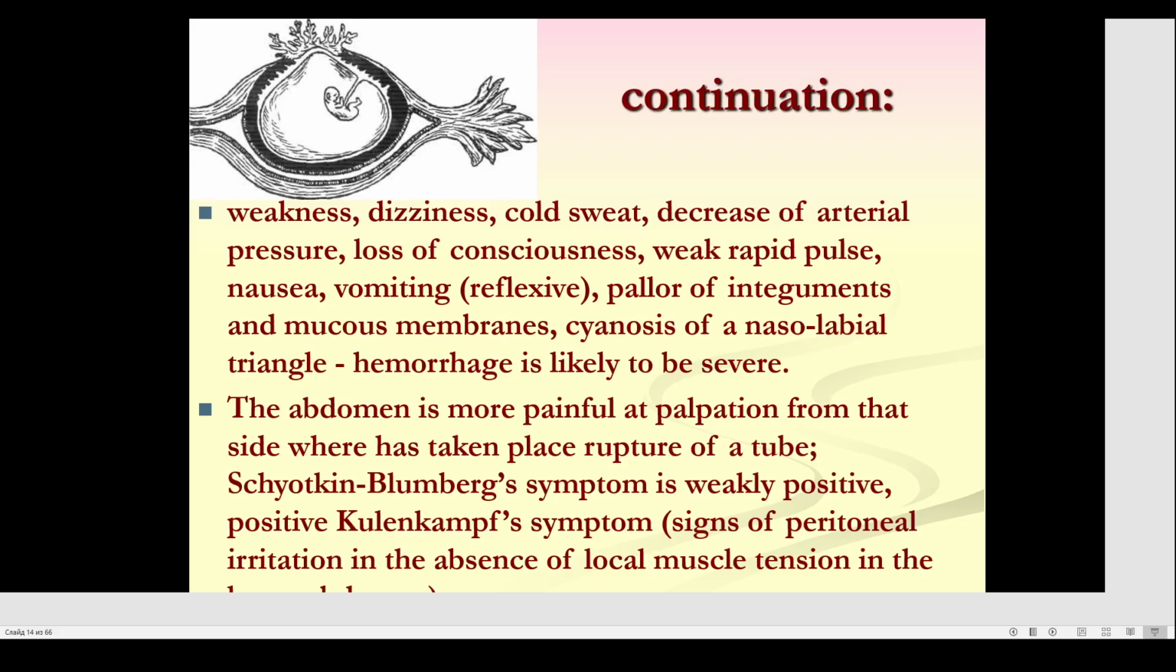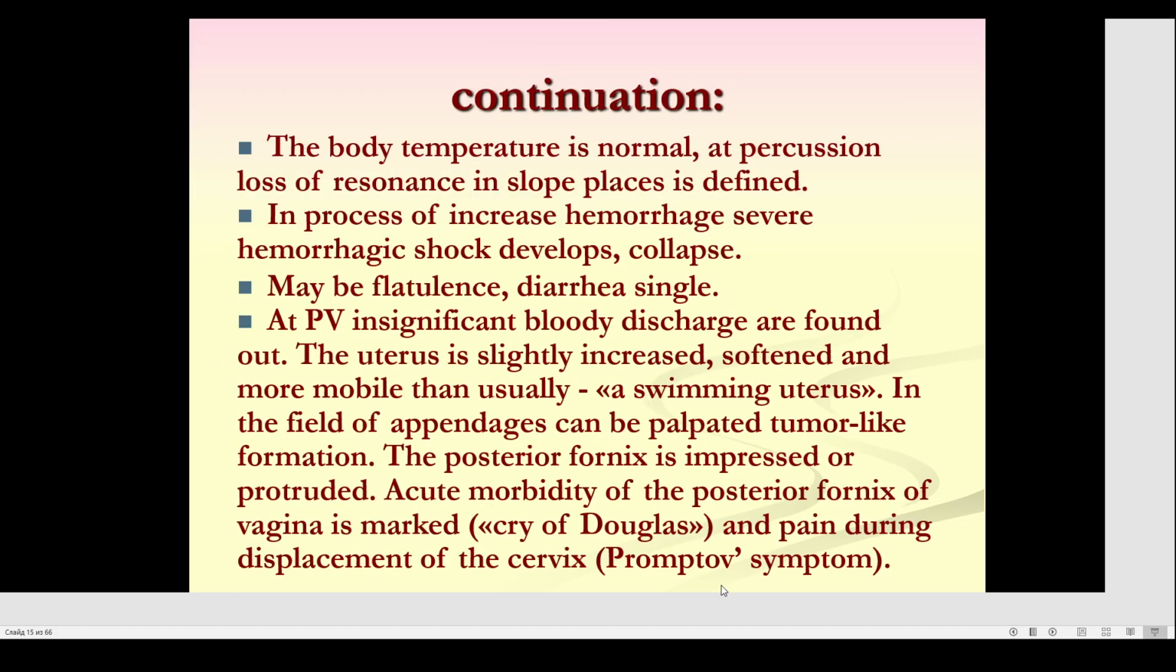The abdomen is more painful at palpation on the side where the tube rupture has taken place. Shchetkin-Blumberg symptom is weakly positive. It's a peritoneal symptom. Positive Kulenkampff symptom shows signs of peritoneal irritation in the absence of local muscle tension in the abdominal cavity. The body temperature is normal. At percussion, loss of resonance in sloping places is defined. As hemorrhage increases, severe hemorrhagic shock and collapse develop.